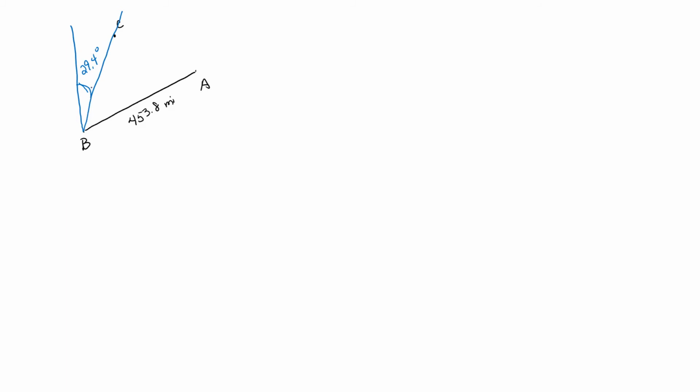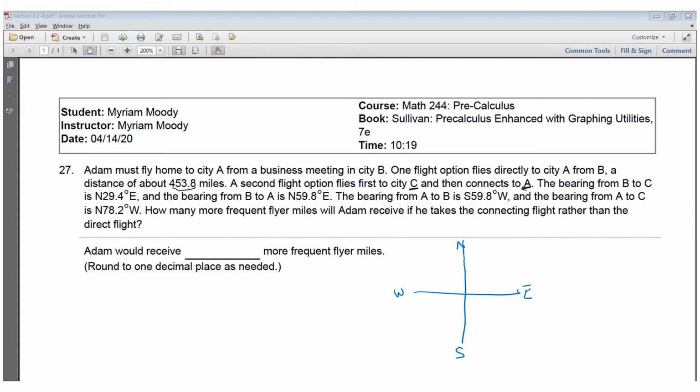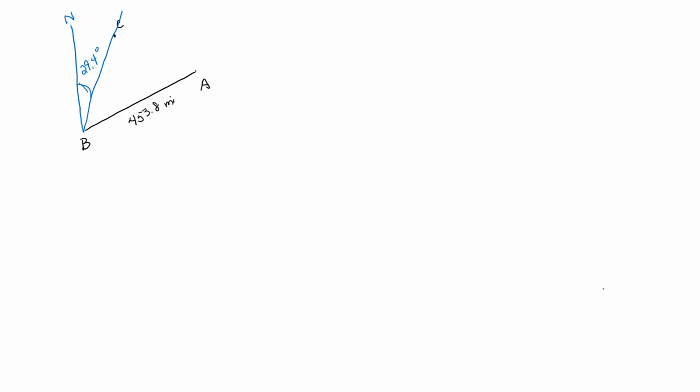29.4 degrees. Okay? You with me? We went north, and then we went towards the east. And then we have a bearing from City B to City A of 59.8 degrees east. So now, north again, still to the east, but now I'm going to City A. And they said this was 59.8 degrees. Are you with me? Okay.